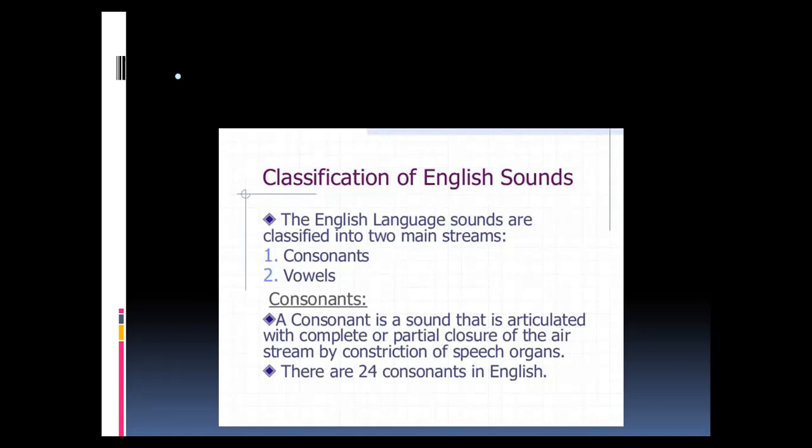Now a consonant sound. A consonant sound is a sound that is articulated with complete or partial closure of the air stream by constriction of speech organs. While producing the sound, when there is a complete or partial closure of the air in the speech organs, then the sounds produced are consonant sounds. Especially in English, there are 24 consonants. As you know, there are 24 consonant sounds in English.